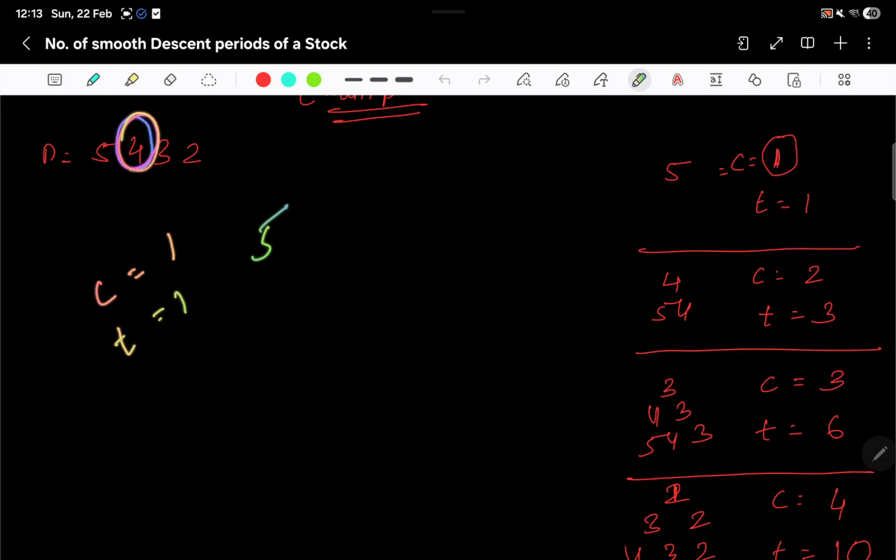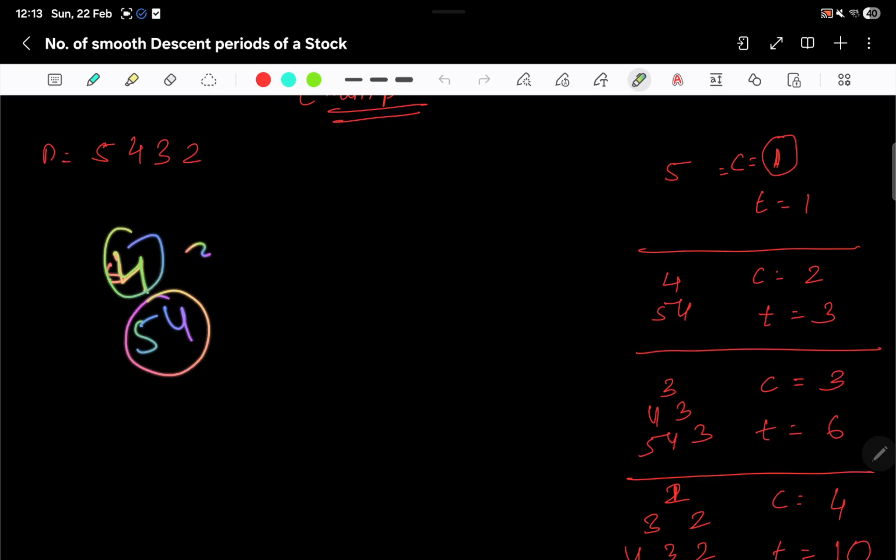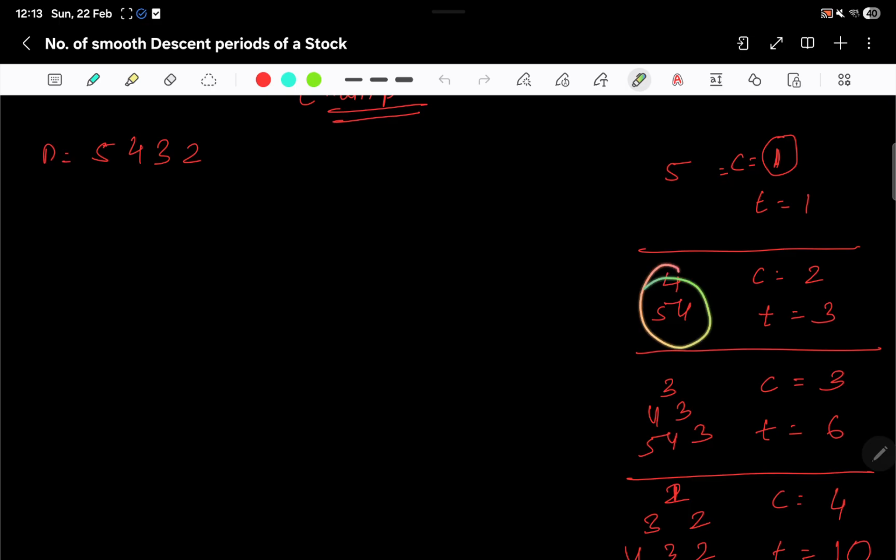Now I am at 4. This satisfies the rule, so I'll just increment my C to 2, but I want to keep on adding it to the target, right? So it would be 2 plus 1 equal to 3, which is here, right? How? Because if I am assuming these two numbers, what are the combinations it can form of the subarray? It can be 4, it can be 5 and 4, right? Which is here. So if you see here, the total is 1 to 3, right? 1 2 3. So one combination, then two combinations, 1 plus 2 is equal to 3.